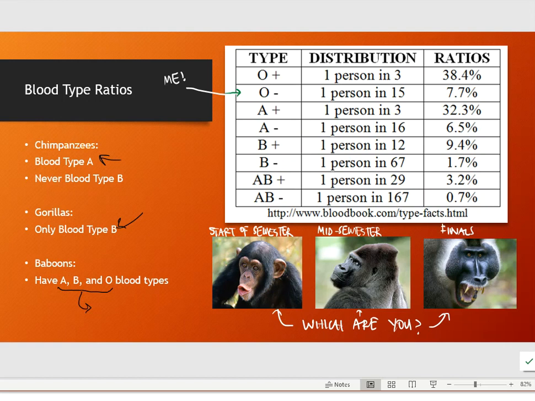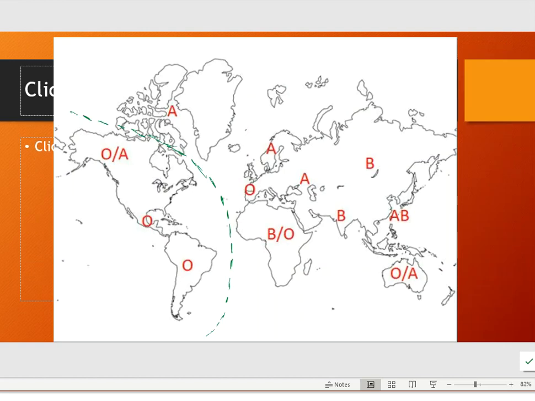Why do baboons show all three choices just like humans do? And how did all of this get started? In addition to that, you take a look at the map, and you're going to see a geological divide.